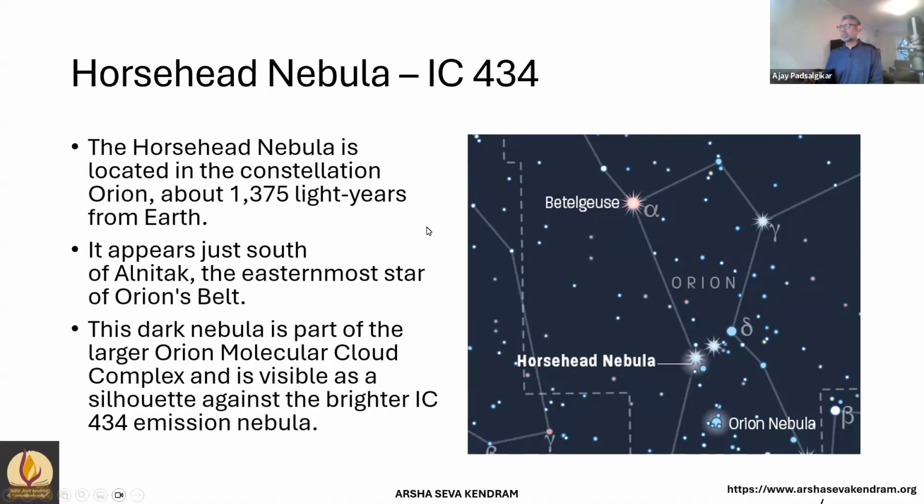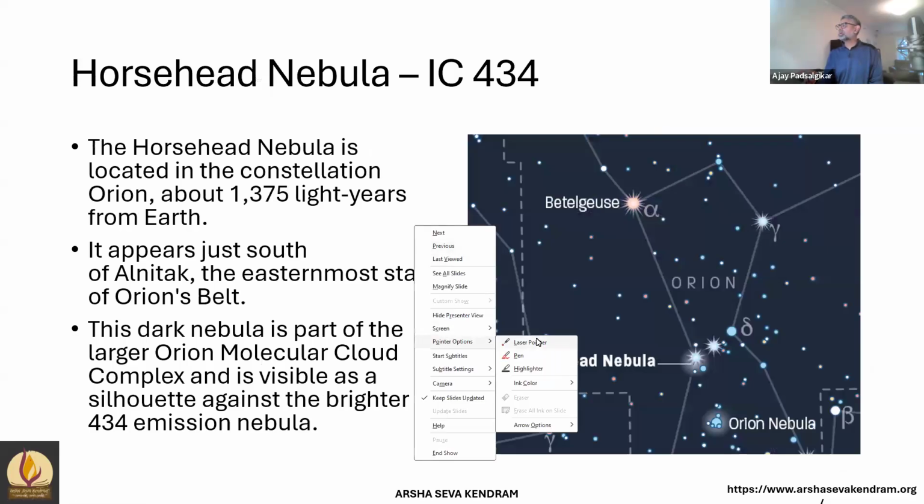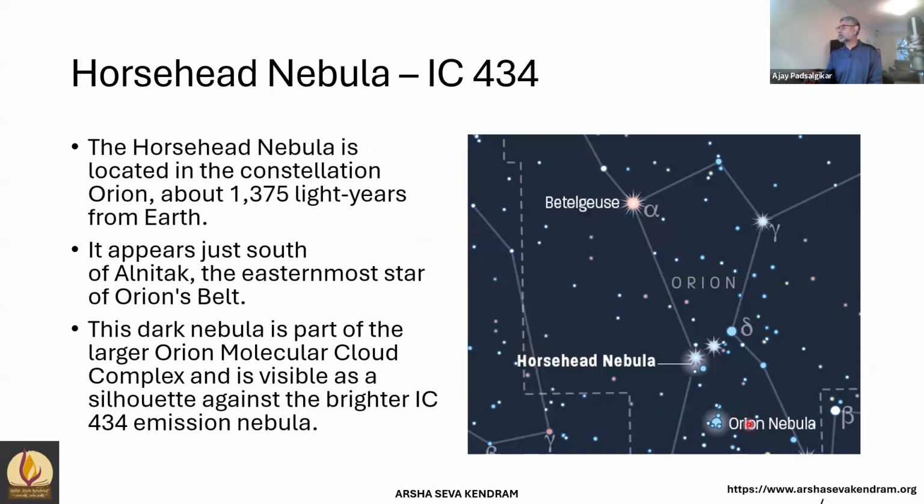One second, I'll just put on the laser pointer. So this is what we saw last time, the Orion Nebula, present in the sword of the hunter. Now we are going to look at another nebula called the Horsehead Nebula, and that is present just below the belt of the hunter. Again, it's about 1,300 or so light years away, and it is just south of the star Alnitak, which is one of the bright stars in the belt. This is also known as IC 434. IC is just a cataloging number given to that nebula.